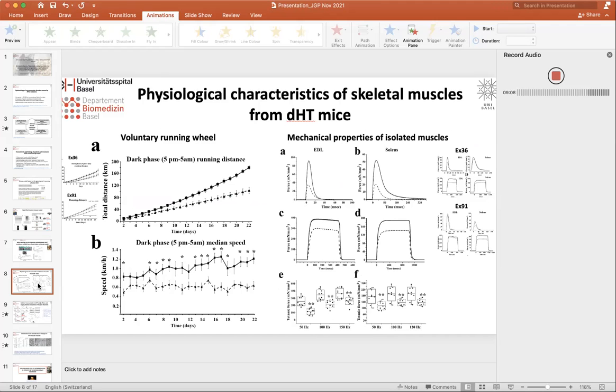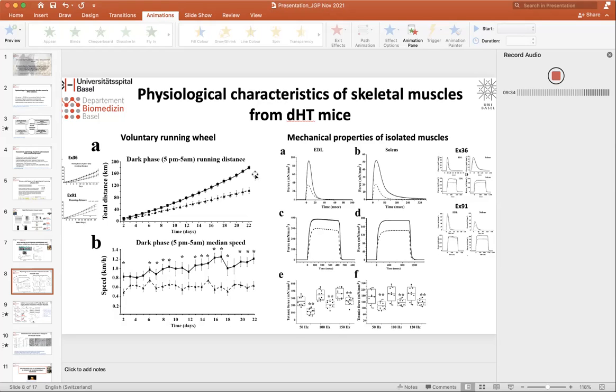So let's look at the physiological characteristics in vivo and ex vivo of these different mouse models that we made. We allowed the mice to run on a voluntary running wheel. As you can see from this graph, the wild type mice love running, and in approximately 3 weeks, they can run approximately 180 kilometers. They love jumping on the wheel.